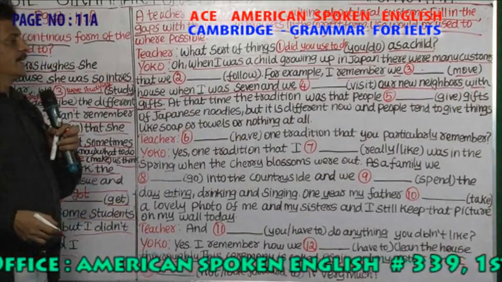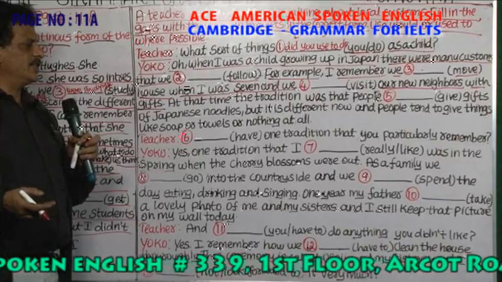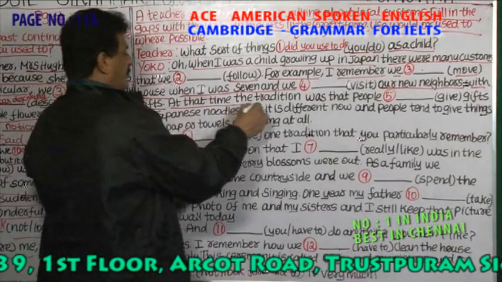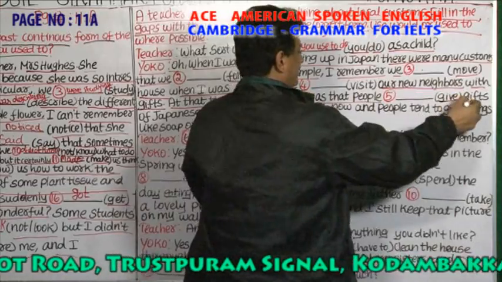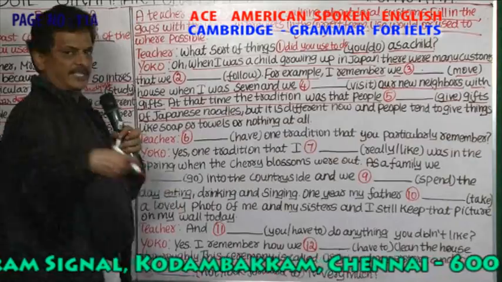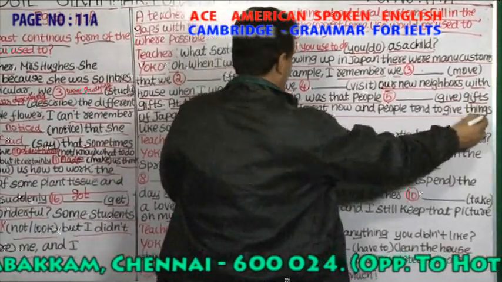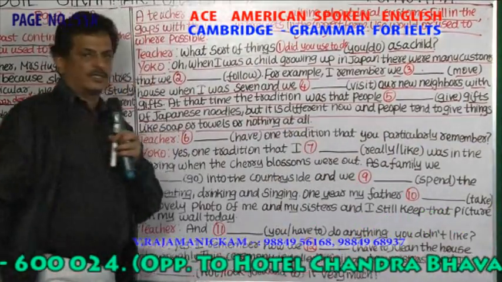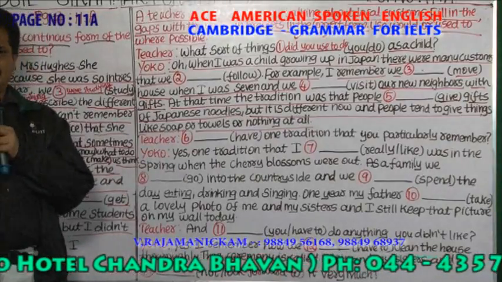So he says many customs are there. When he was a child, 7 years, they visited their neighbors with gifts. At that time, the tradition was that people used to give gifts. Gifts of Japanese noodles. They used to give Japanese noodles whenever they visited the places, but it is different now, and people tend to give things like soap or towels or nothing at all. So nowadays the habit has changed, right? Earlier they had the habit, now the habit is not there.